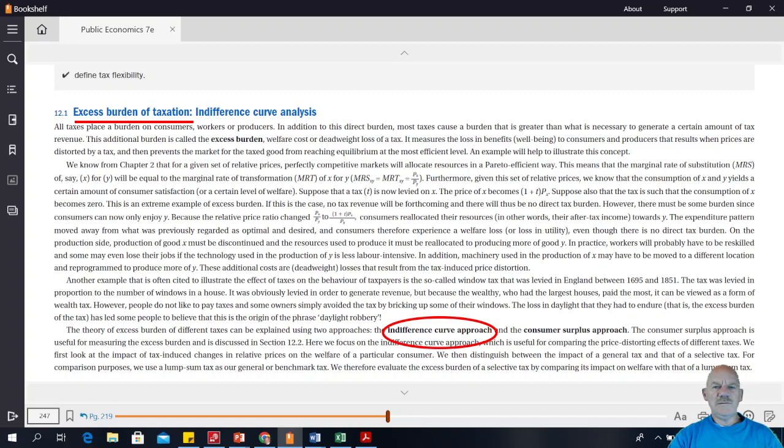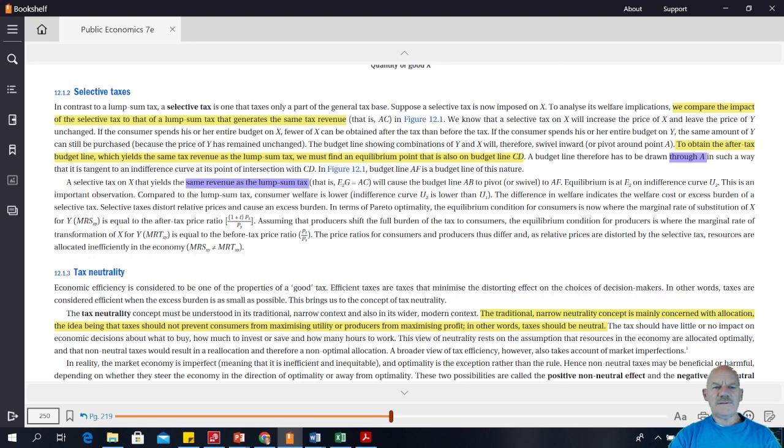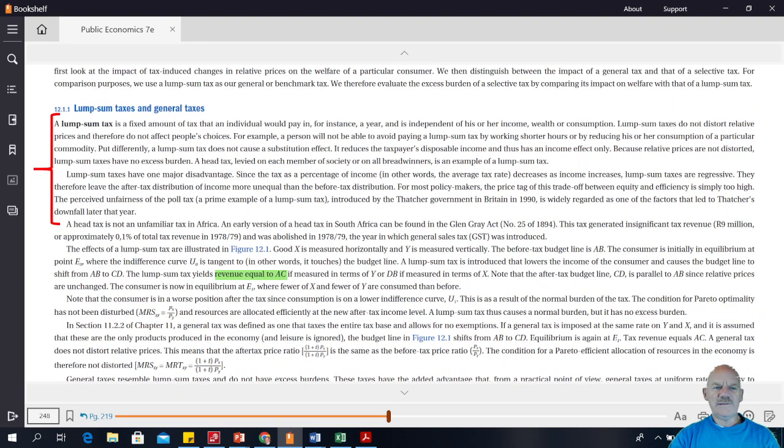So we're going to look at two approaches to determine the excess burden. We're going to use indifference curves first, and then we're going to use the consumer surplus approach. This is important for you to be able to discuss efficiency using a graph in either one of these two methods. So firstly, we're going to use the indifference curve method and compare lump sum taxes and general taxes with selective taxes. So firstly, 12.1.1, lump sum taxes.